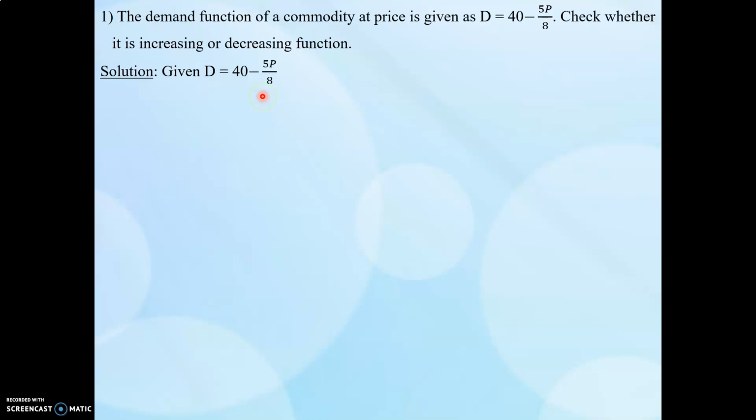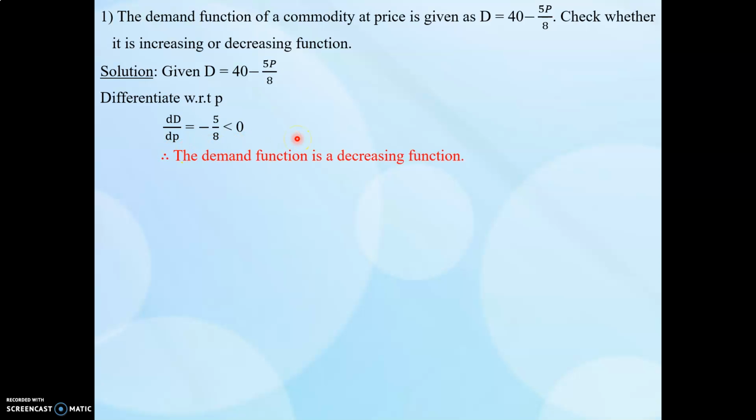So demand is given and you have to take the derivative, because we all know that if f of x is given, and the first derivative f dash x is less than 0, the given function is decreasing, and if f dash x is greater than 0, the given function is increasing. So we have to take the derivative of this function with respect to P. So dD upon dP is equal to the derivative of 40, which is 0, and the derivative of minus 5P upon 8, which is minus 5 upon 8, that is less than 0. Therefore, the given function is a decreasing function. That is, the demand function is a decreasing function.